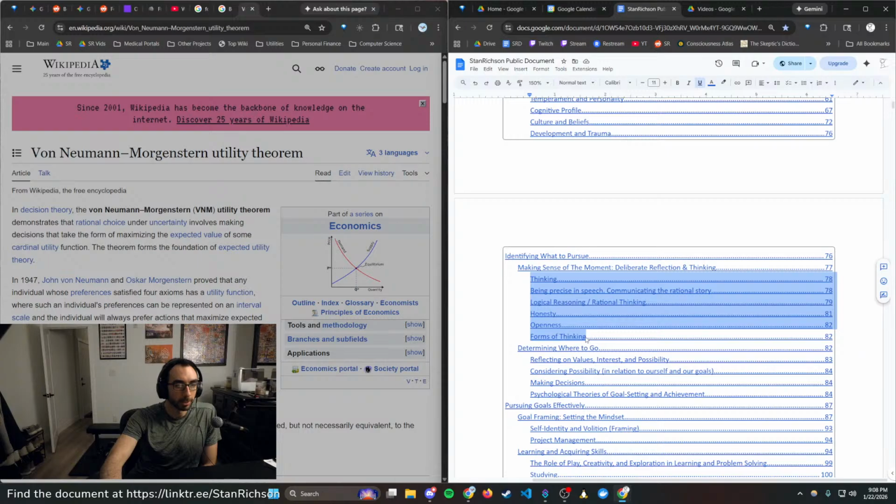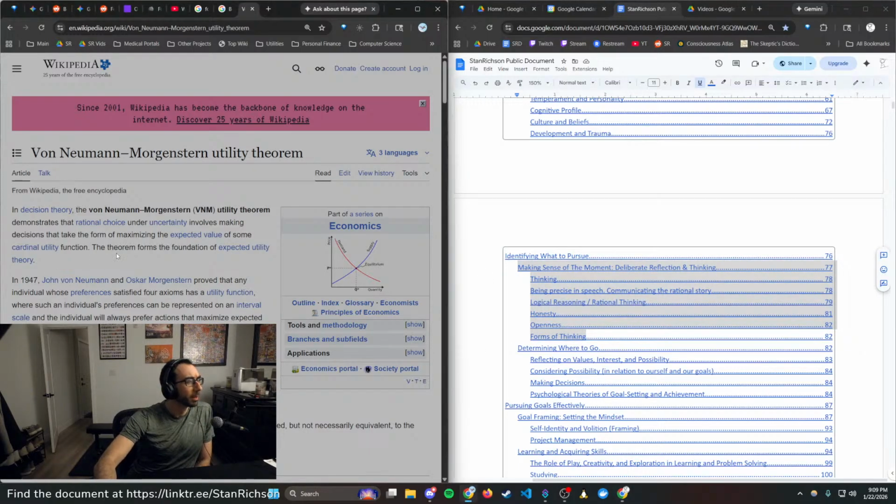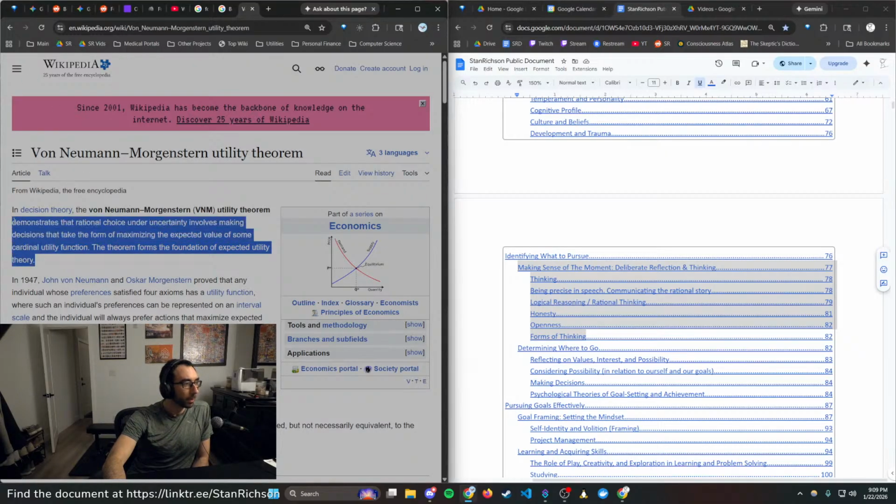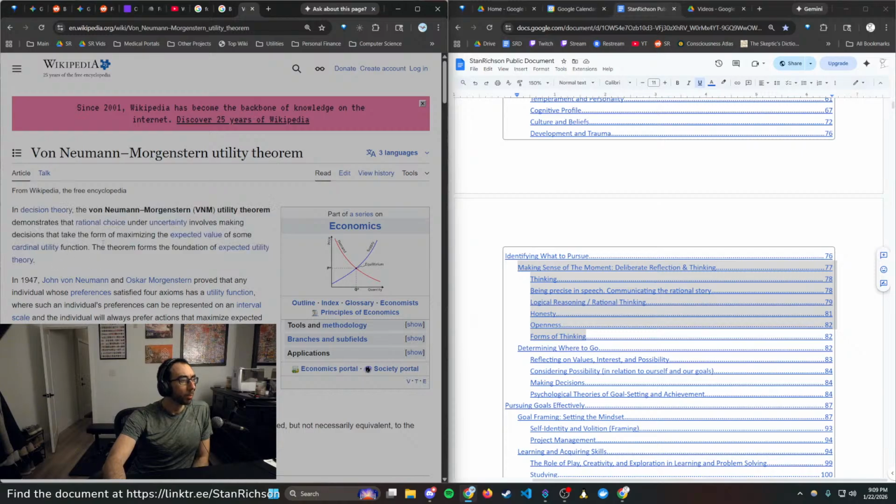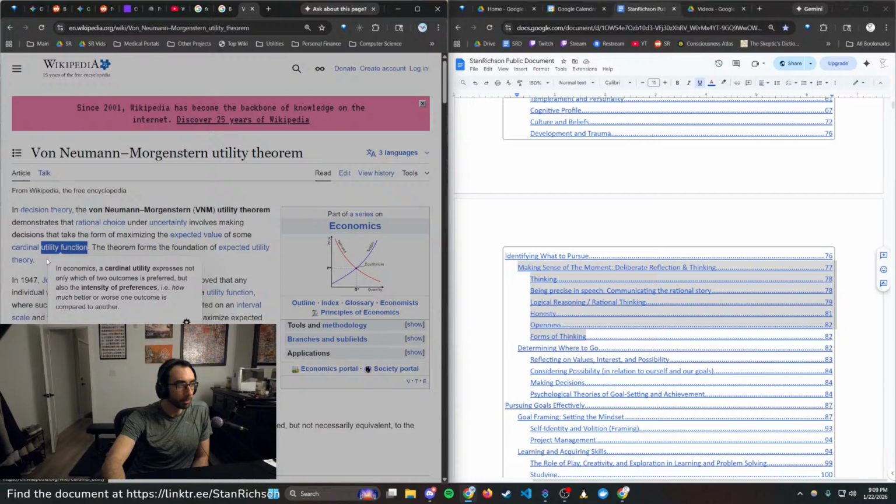These need to be organized still. I've got to figure out how to tell this story of making sense of things in the moment more effectively. But all right, the utility theorem demonstrates that rational choice under uncertainty involves making decisions that take the form of maximizing the expected value of some cardinal utility function. The theorem forms the foundation of expected utility theory. So, once again, though, when we are making decisions, the utility function is not known to us.